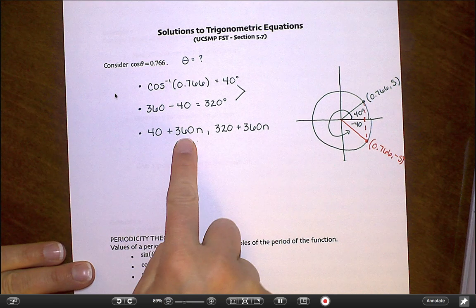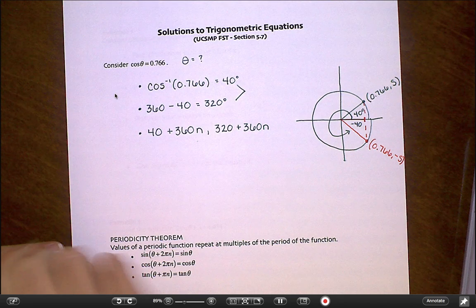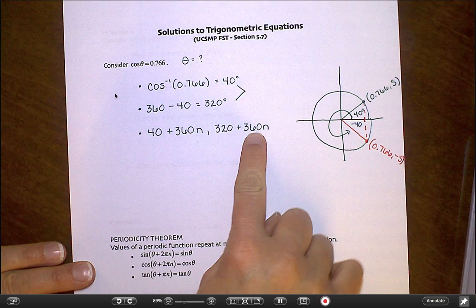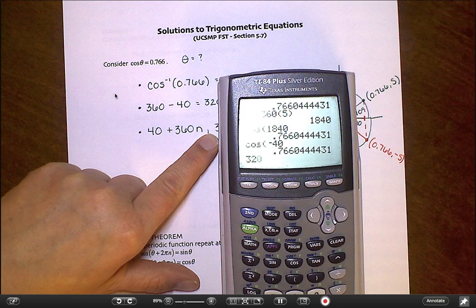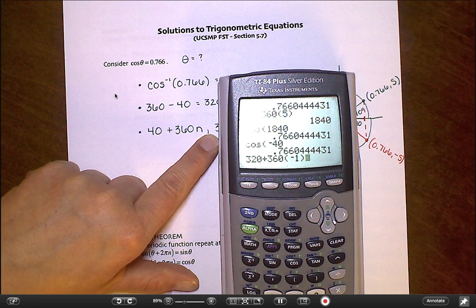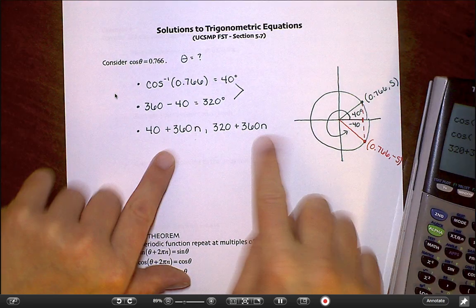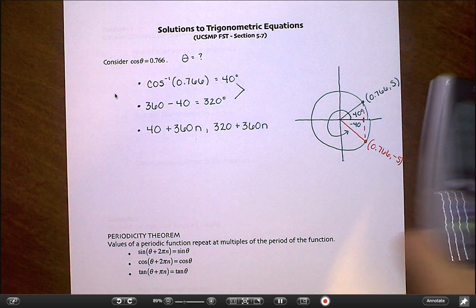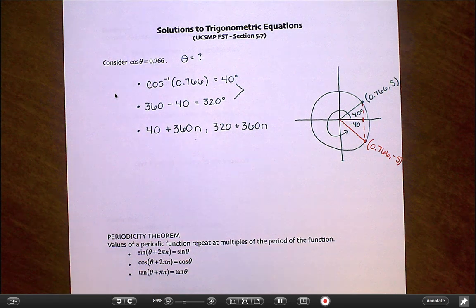That's covered here because if I had called this, let's see, how do I want to do this? If I had taken this and subtracted, so if I had made n negative 1, 320 plus 360 times negative 1, that's going to get me that negative 40. So the negative angles are included here just by letting the n be a negative value, okay? So these 2 really include all of the possibilities. It's an infinite number of possibilities.